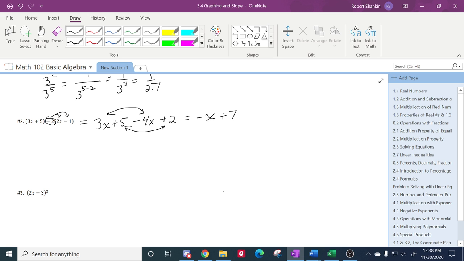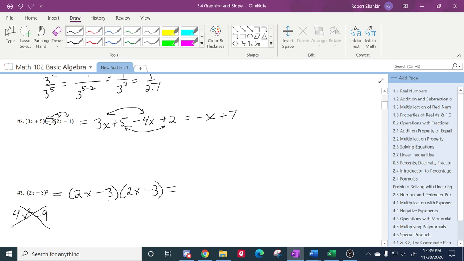Thirty seconds more. Alright, 2x minus 3 times 2x minus 3. It's got to be written like that. My temptation is to want to go 4x squared minus 9. But I can't distribute that exponent when there's more than one term. There are 2 terms inside the parentheses. I have to do it like this.